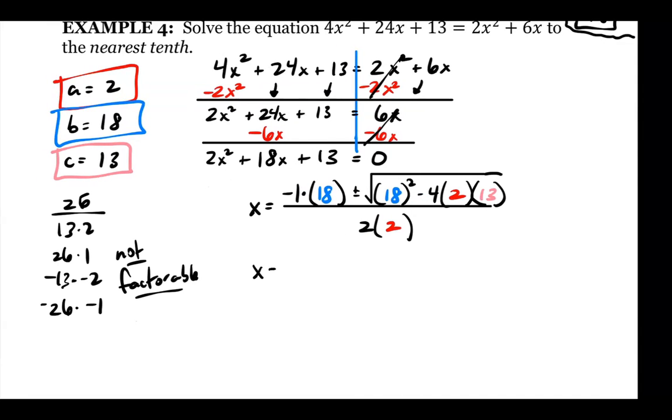Okay, simplify. Negative 18 plus or minus. 18 times 18 is 324. And then I got 4 times 8, or sorry, 4 times 2 is 8, times 13. 104. Over 2 times 2, which is positive 4.